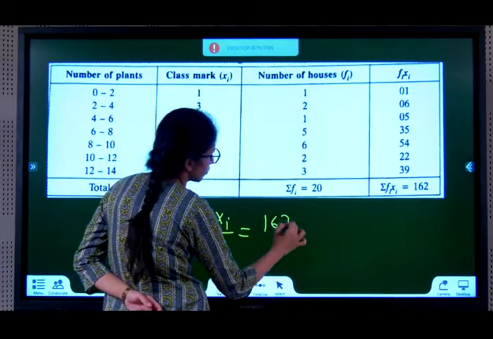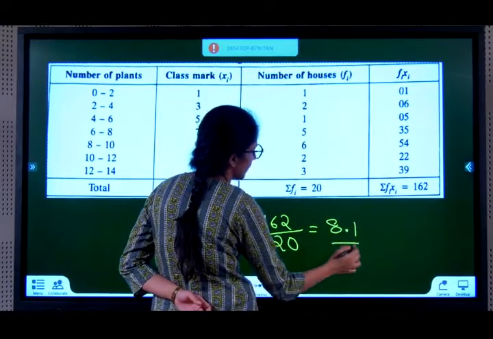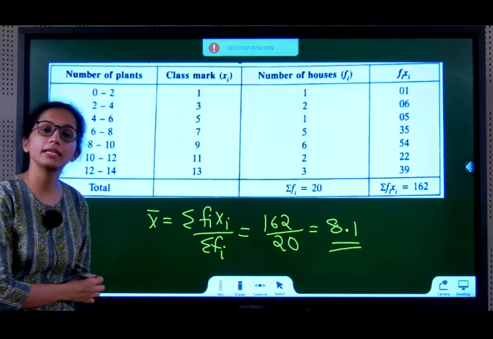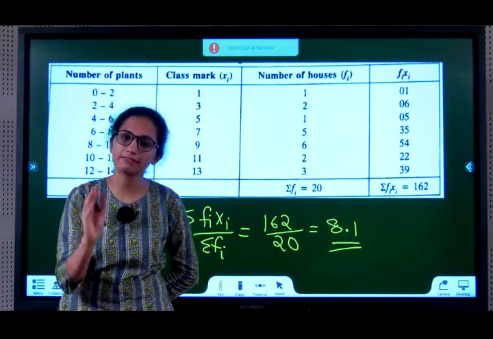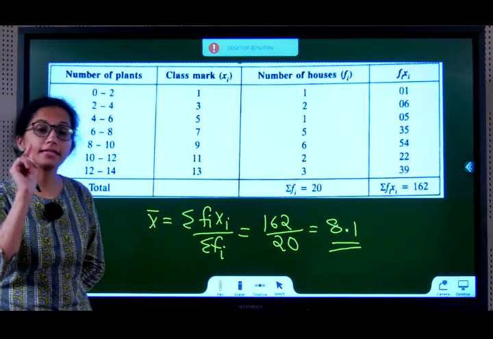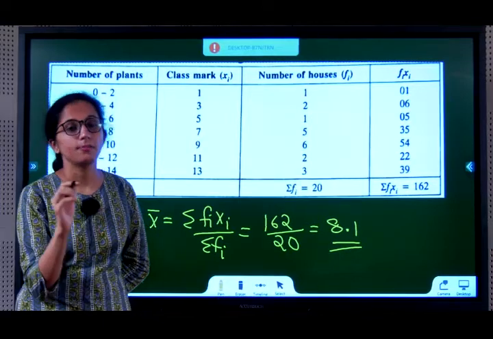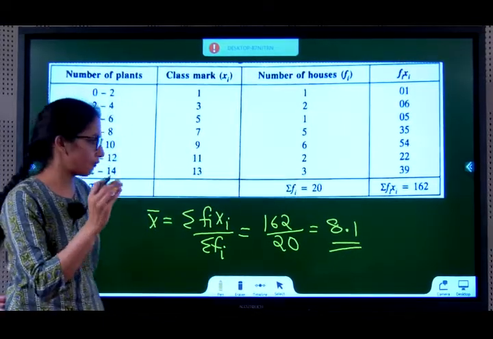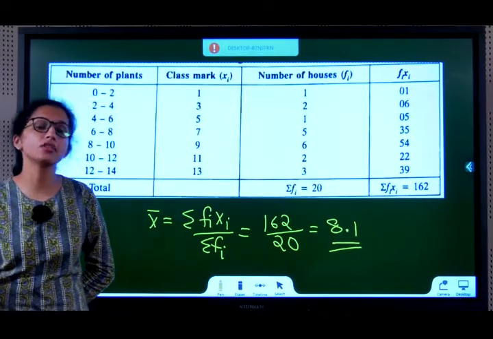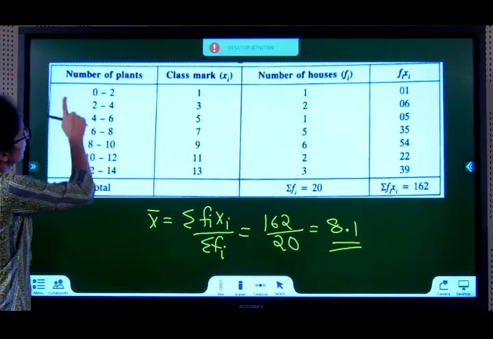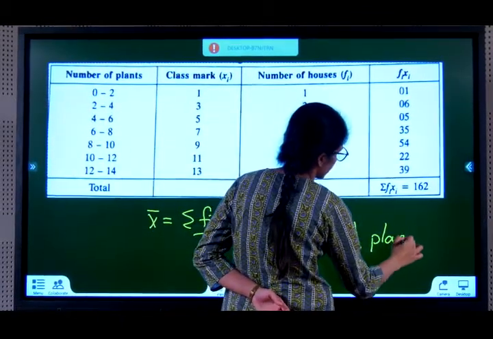So 162 by 20. If you solve this, you will find it to be 8.1. Is there any units for mean? Yes, there is a unit for mean. The units of mean, median, mode, any of the central tendencies, is nothing but the unit of the class. Please put a note: the unit of any of the central tendencies, that is mean, median or mode, is the same as the unit of the class. What is the unit of the class here? Number of plants. So 8.1 plants.